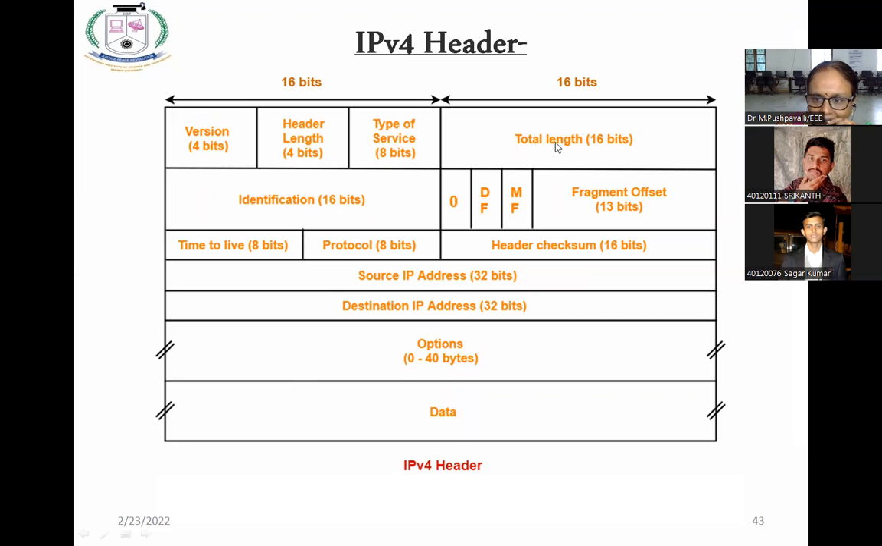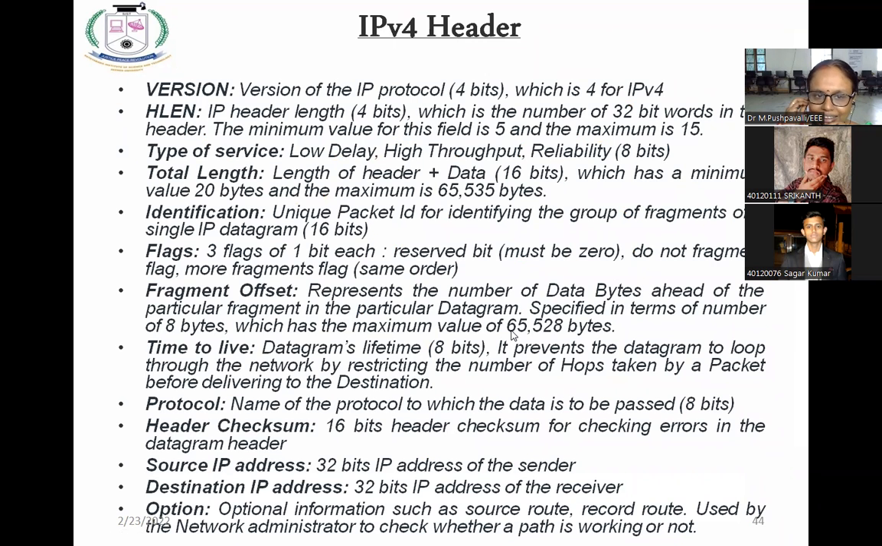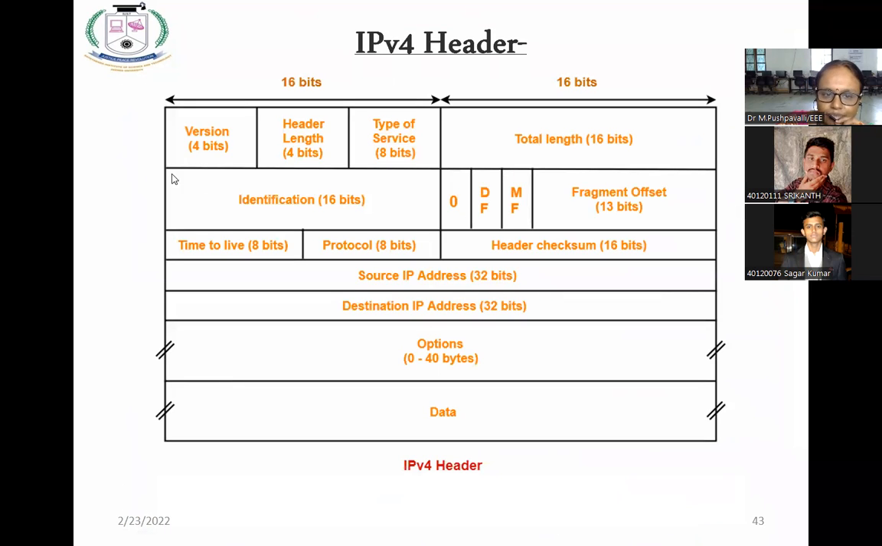So while we see the IPv4 header, how the 32 bits are configured, this is the first row. Then identification and flags, and this is for fragmentation only. This is time to live, how long my packet has to live, and protocol and header checksum. And this is the source IP address and destination IP address. So this is the IPv4 header. You all see the version of the IP protocol. First, I am giving the abbreviation for each and every field.